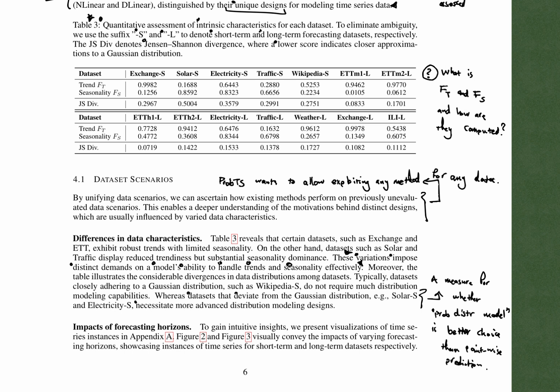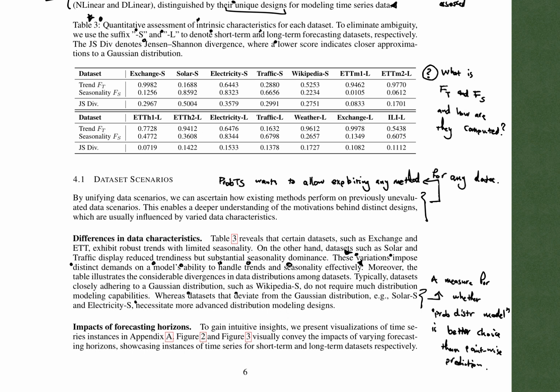And you can see the different characteristics shown here. So you have exchange, solar, electricity, you have the long term, so L and S are short term and long term, and you can see that going from the short term to long term, the magnitude of trend, sort of this trend power that is defined in the appendix, and we will go over it later on, is increased compared to the short term.